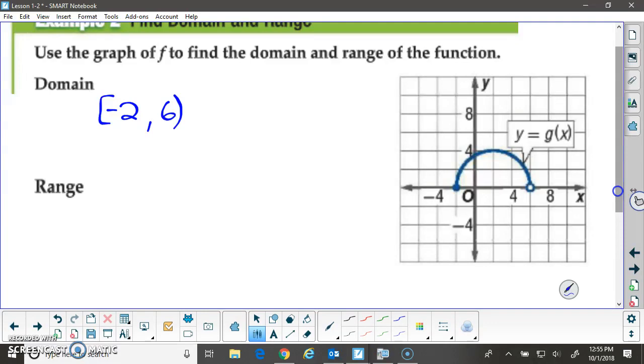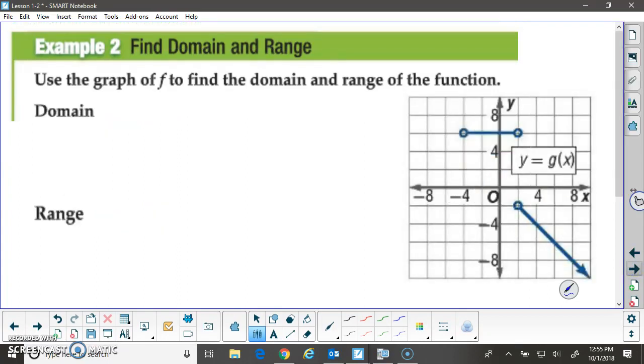And now for the range, the lowest point is at 0, and the highest point is at 4. And I'm using brackets on both of those because it is defined for a height of 0 at x equals negative 2, and it's defined at a height of 4 at x equals positive 2.